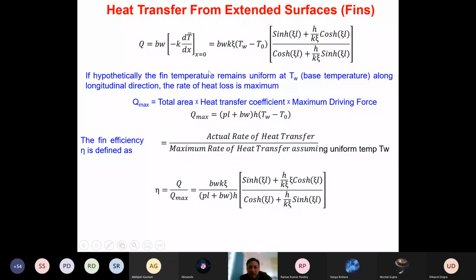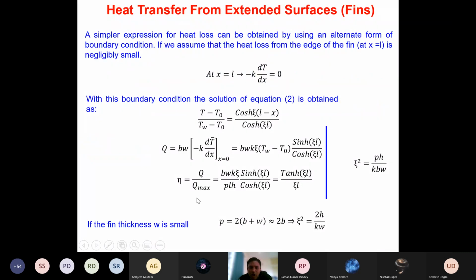That's why this BW which I have included in the complex case, I am not including here. Here directly I am going to have PL into h delta T, and that delta T will be TW minus T naught, so that TW minus T naught gets cancelled out. So finally, the expression which I am going to get is tanh(zeta L) by zeta L. This is the very simplified equation. Remember, both these simplified equations are with this assumption: at x equals L, my heat flux becomes 0.